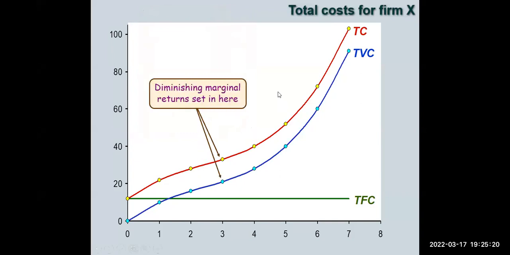After this point, you can see where the curvature changes, and the cost starts to increase at an increasing rate. It happens when diminishing marginal returns set in. When you employ more labor, they give you positive output, but that output is less than the output contributed by the previous unit of labor, so your cost will increase. This increase is shown as total cost increasing at an increasing rate, and that is the point where diminishing marginal returns set in.